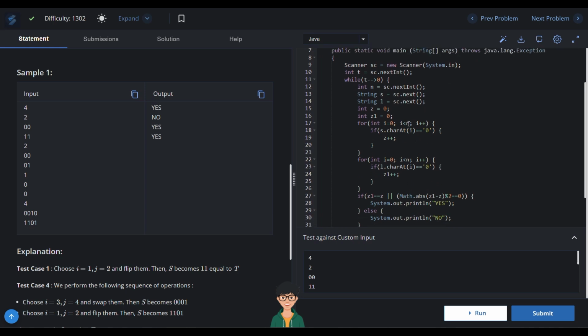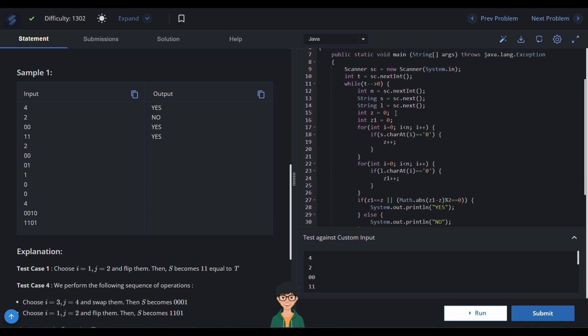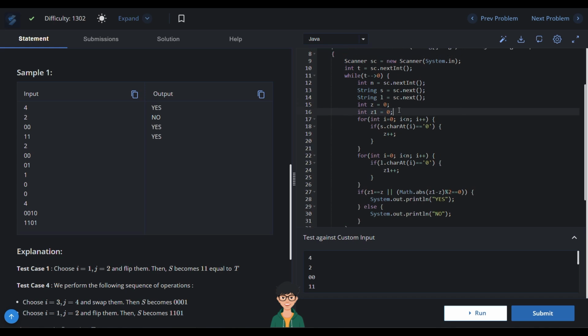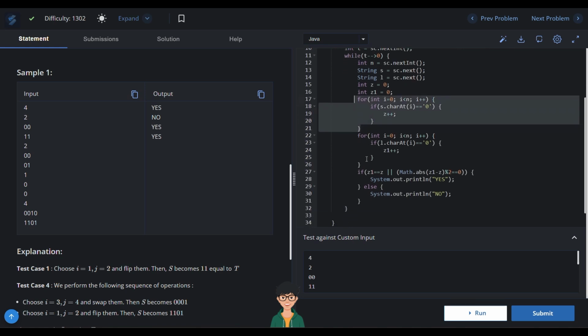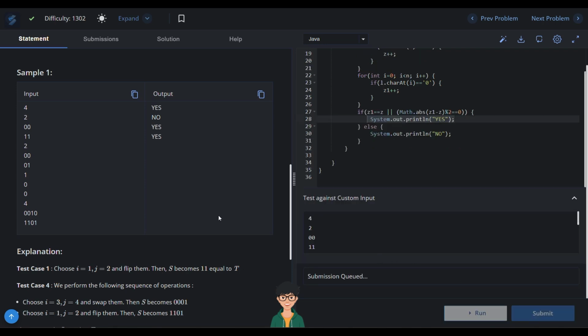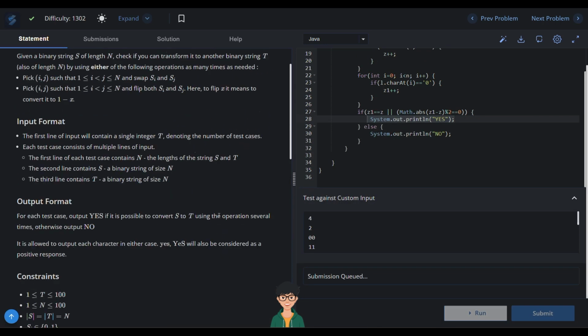There can be many ways to do that. What I have done is take z and z1 variables to count the number of zeros in the strings. We can do it for 0 or for 1. I count the number of zeros in s and in t. Now if the absolute difference between z and z1 is even, then print yes, else print no. So this is the solution for this question.